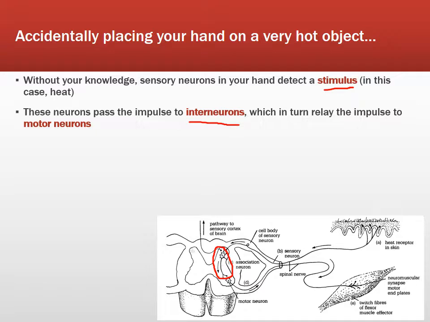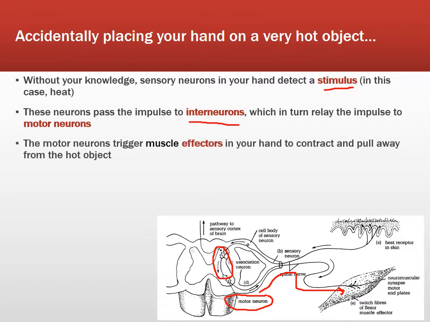It's going to send that message to your spinal cord, and the interneuron, instead of sending it all the way up your spinal cord, all the way up to your brain, it's actually just going to send a message now to your motor neuron. And your motor neuron is what controls your muscles. So it's actually going to send that message down here, and it's going to continue on until it gets to your muscle. And when it gets to your muscle, it's going to trigger an effector in your hand. Okay, so that muscle is going to contract, and it's going to tell your hand to contract and pull away from the hot object.